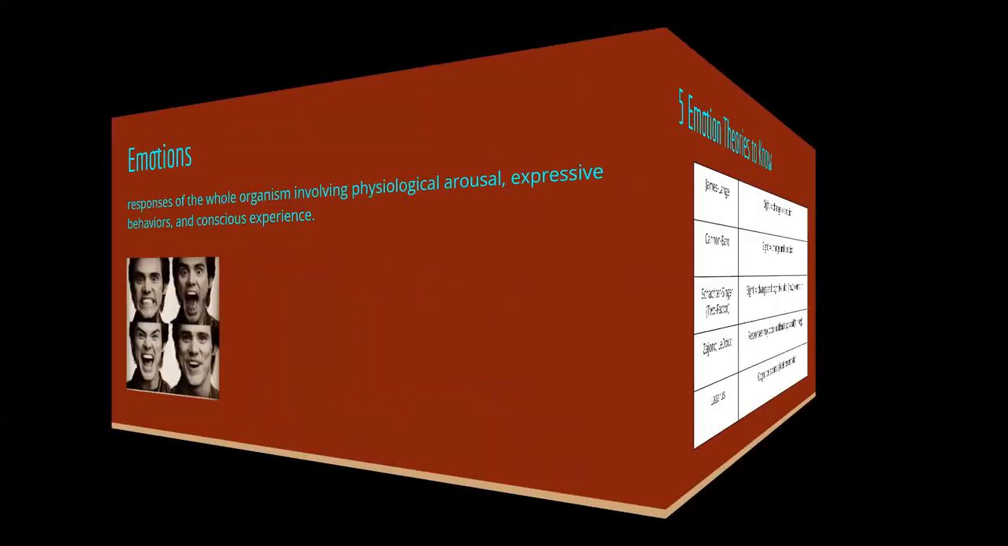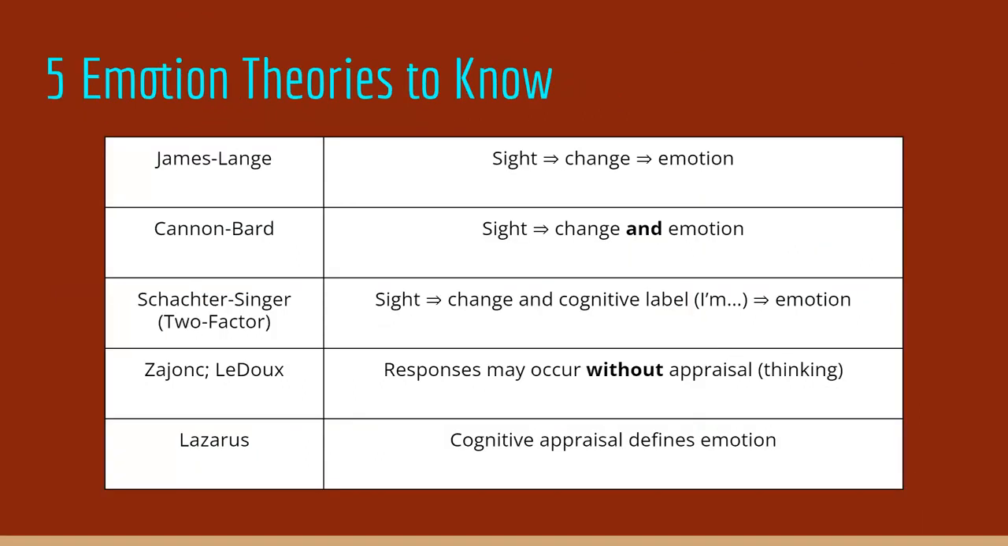Okay, 5 emotion theories to know. There are 5 theories about why emotion happens. Really, the most important ones are the first 3, but it still might be useful to know the last 2.